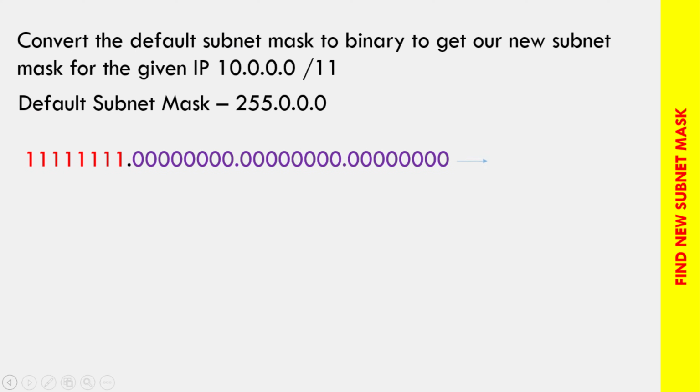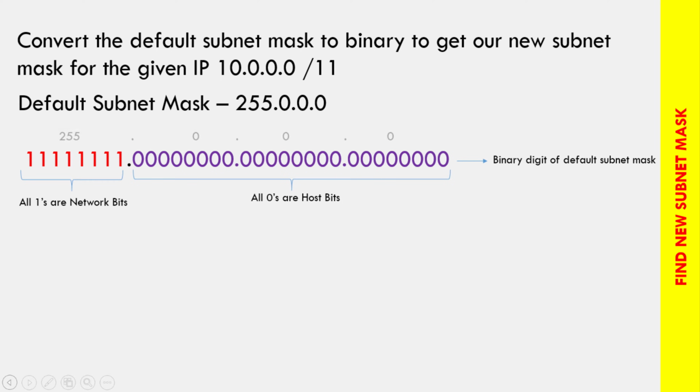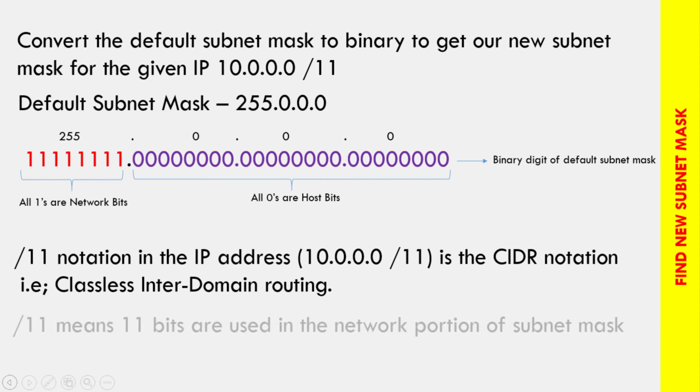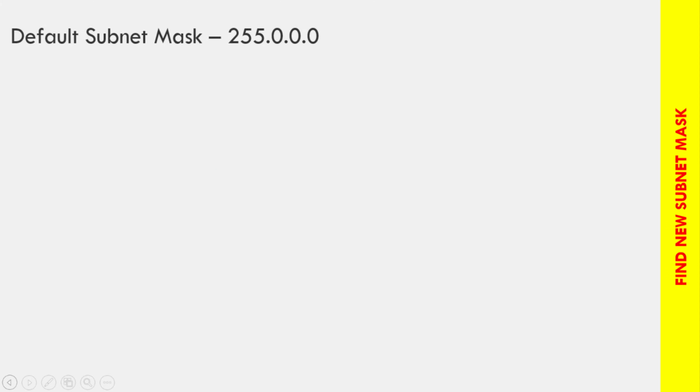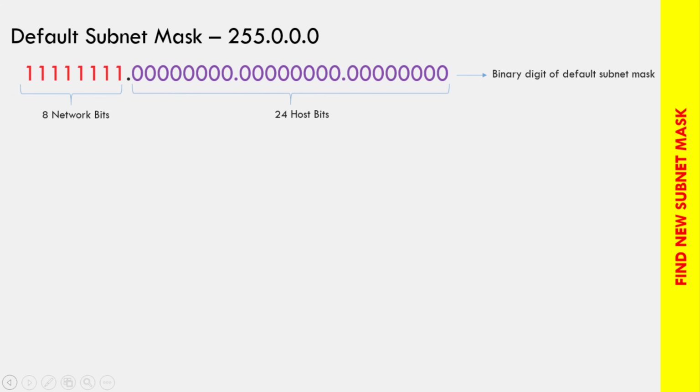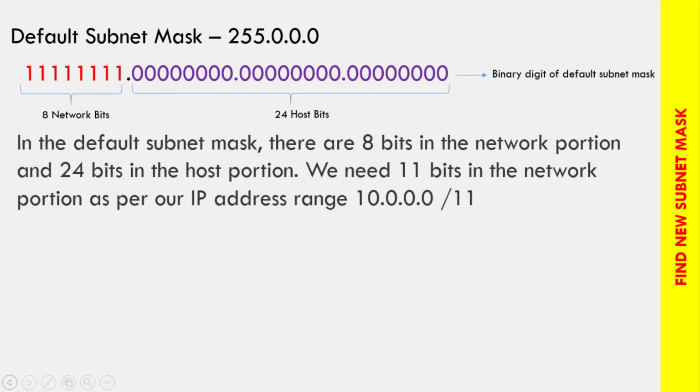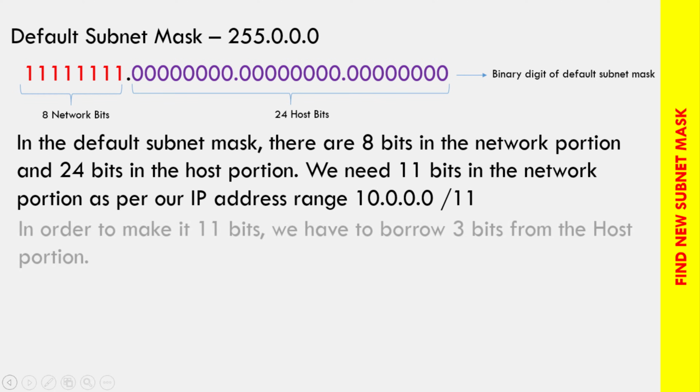Here /11 notation in the IP address is the CIDR notation, that is classless inter-domain routing. /11 means 11 bits are used in the network portion of the subnet mask. In the default subnet mask, there are 8 bits in the network portion and 24 bits in the host portion. We need 11 bits in the network portion as per our IP address range. In order to make it 11 bits, we have to borrow 3 bits from the host portion.